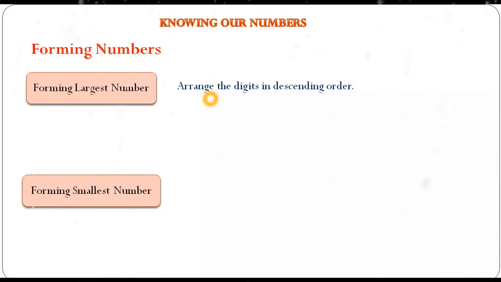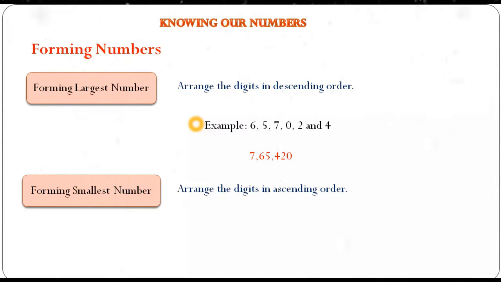It means the larger digit comes first, then the smaller one, then smaller than that, and then at the end the smallest one, right? So basically we have to go large to small. That way you will get the largest number. Similarly, when you have to find the smallest number, you just have to arrange the digits in ascending order, because in ascending order we have the smaller one first and the larger one later. So you will get the smallest number by having the smallest digit first, and you will get the largest number by having the largest digit first. So let's take a look at an example.